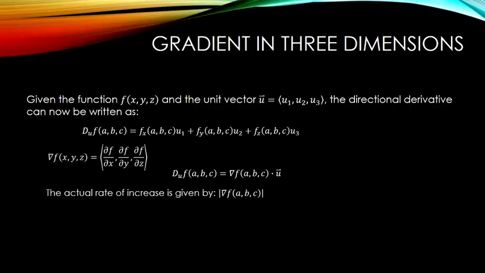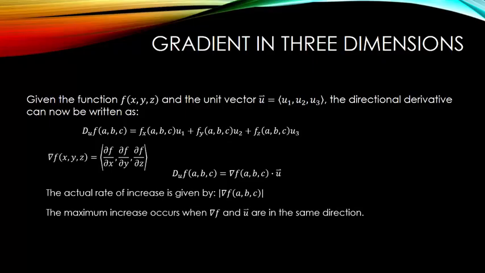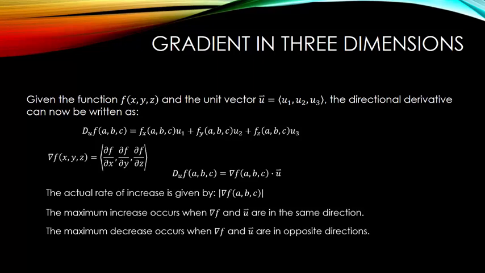The actual rate of increase is given by the magnitude of the gradient of f at (a, b, c), where the maximum increase will occur when the gradient of f and the unit vector u lie in the same direction. This will give me a maximum decrease in my directional derivative when the gradient of f and the unit vector u are in opposite directions, and the directional derivative of f at (a, b, c) will be equal to 0 when the gradient of f and the unit vector are orthogonal.